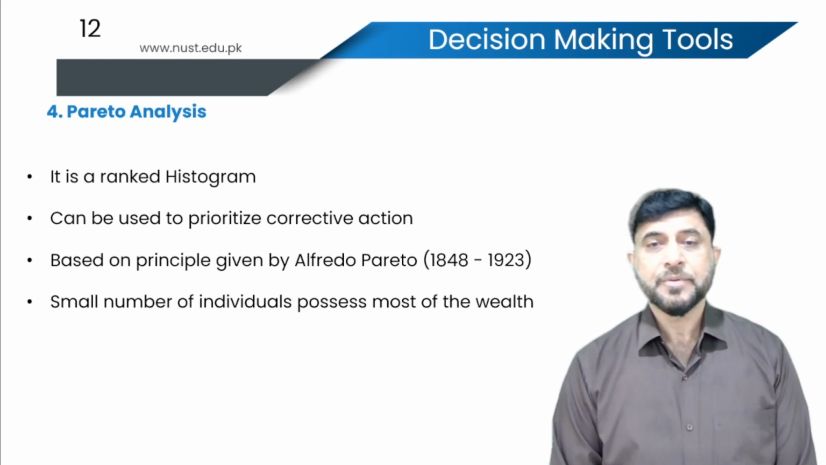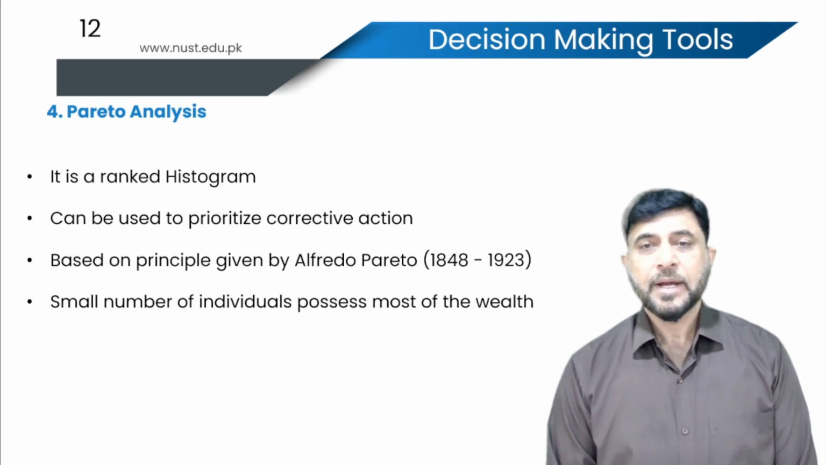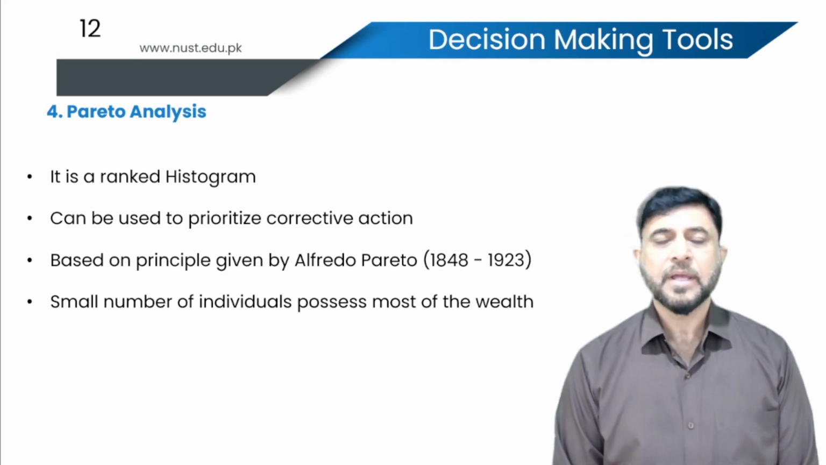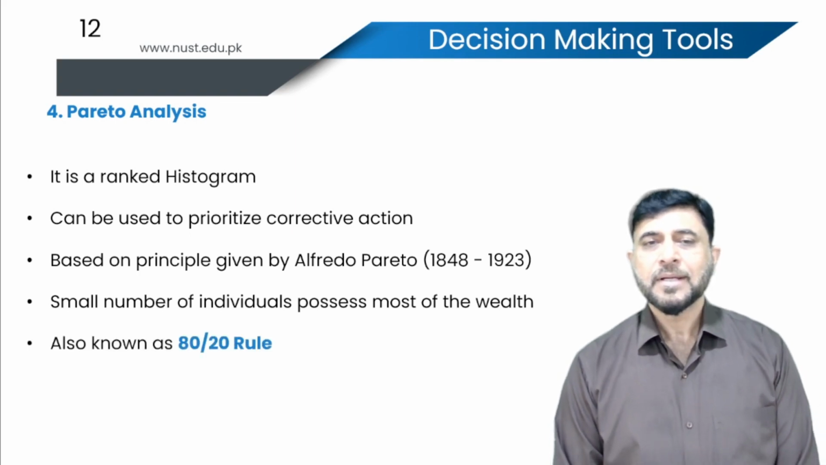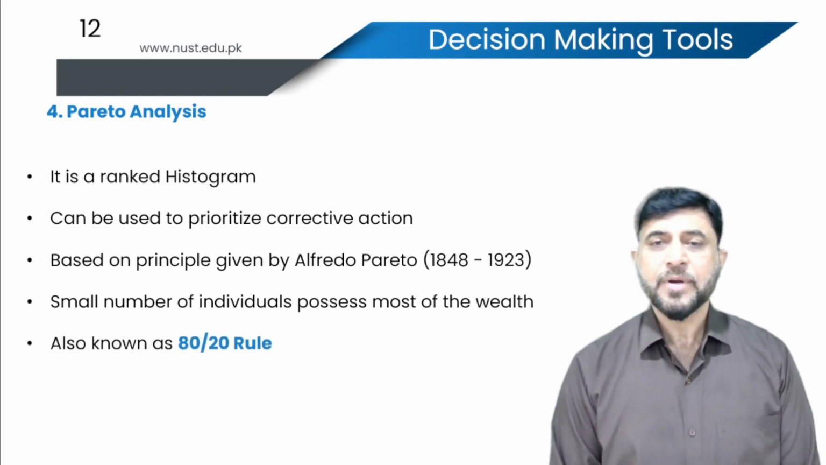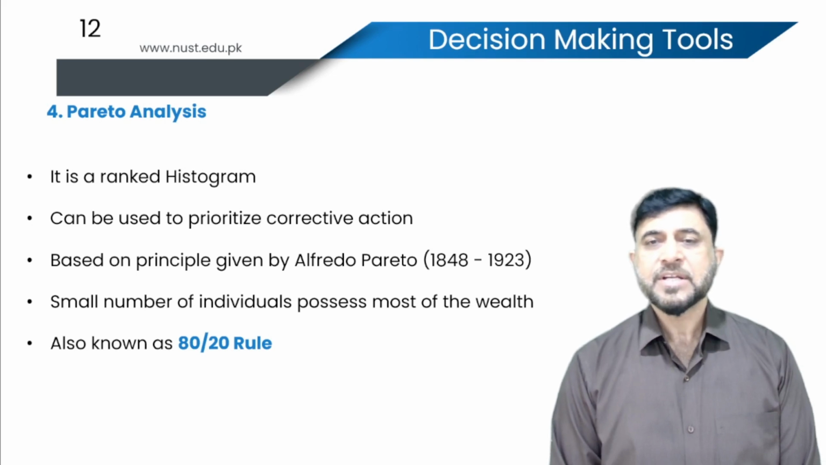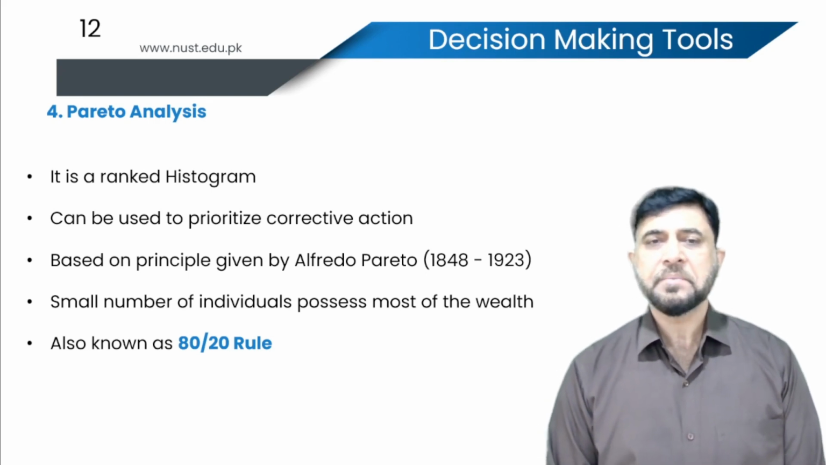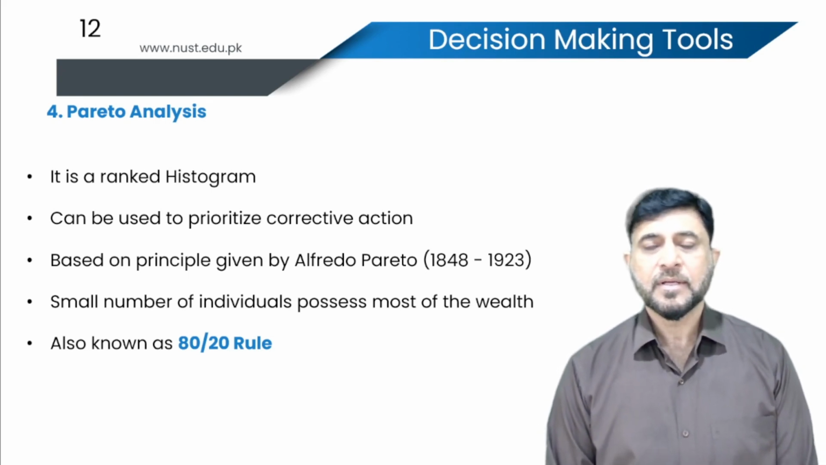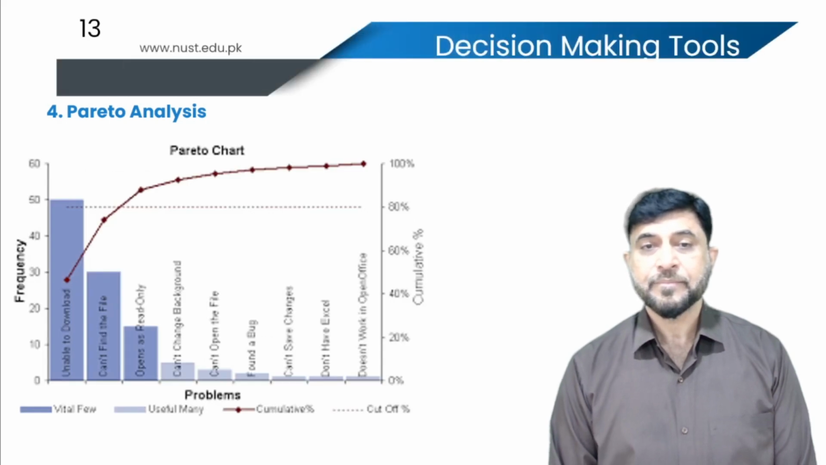You can see around you in the world that most of the wealth of the world is possessed by a few people. How many people? The 80-20 rule. What is the 80-20 rule? It means we can say that 80% of the wealth of the world is possessed by 20% of the people of the world. Yes, it is correct.